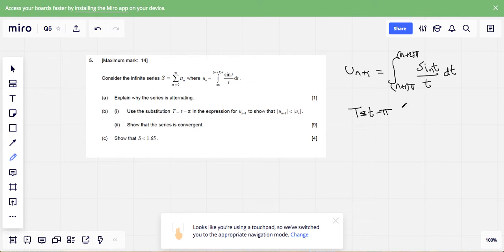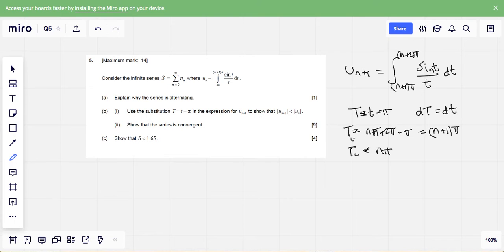big T equals t minus pi. First thing to note is that dT will equal dt. Now consider the limits. So if t is n plus 2 pi, then big T will be n pi plus 2 pi minus pi, which is n plus 1 pi. And the other limit will be, so that's the upper limit, the lower limit will be 1 pi less, which will just be n pi.